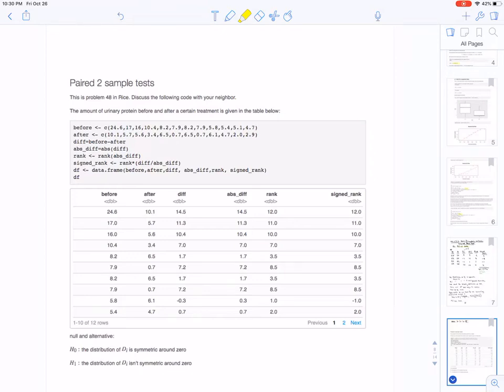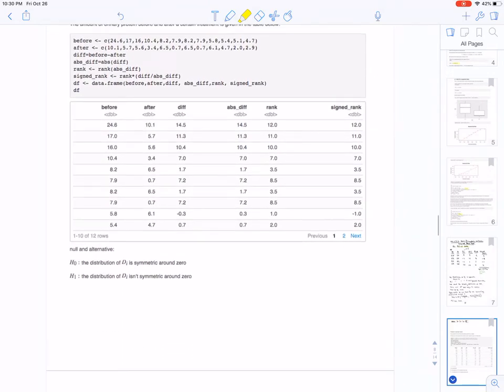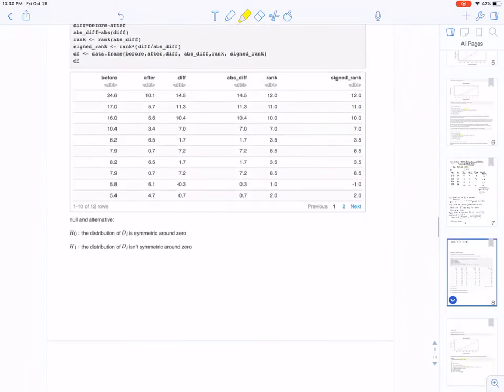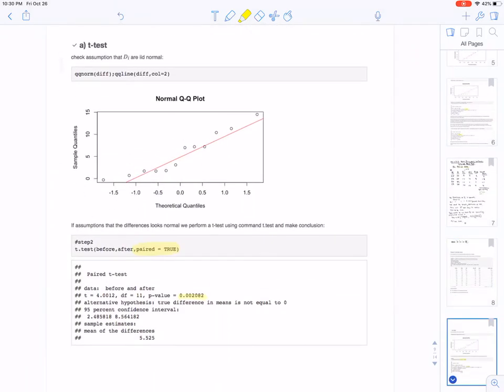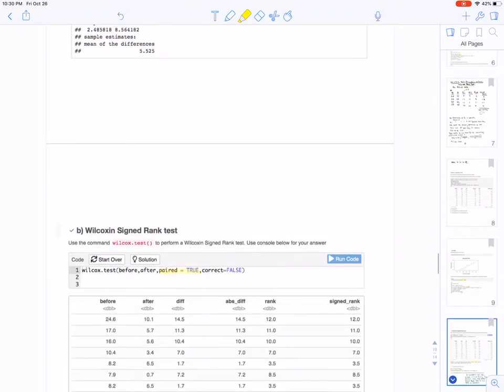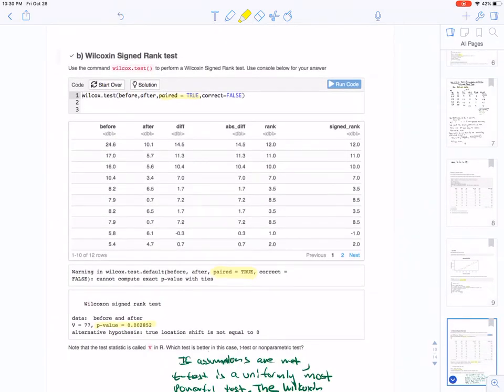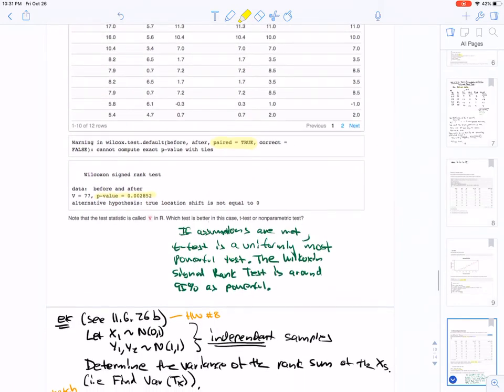So here's a before-after study, and I calculate, after some data cleaning, I do both a t-test. Notice that for t.test now you need to write paired equals true. And I also do a Wilcoxon signed rank test. So it's the same wilcox.test command, but make sure to write paired equals true. And you will get, in this case, a similar p-value indicating that the assumptions for the t-test were justified.